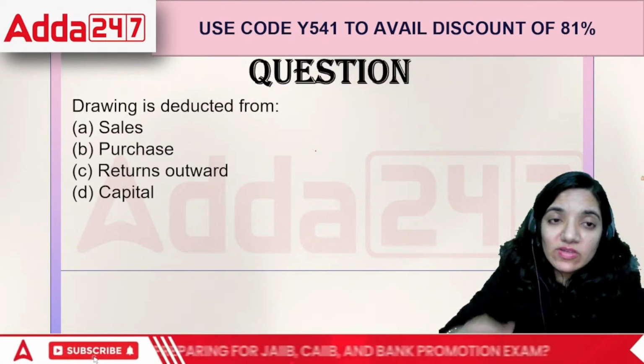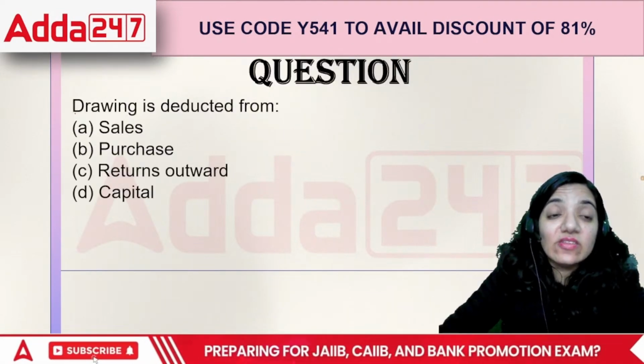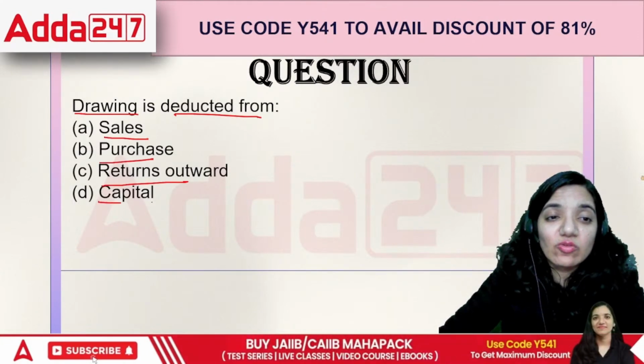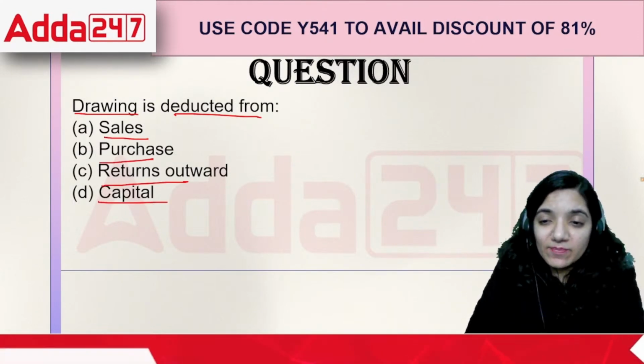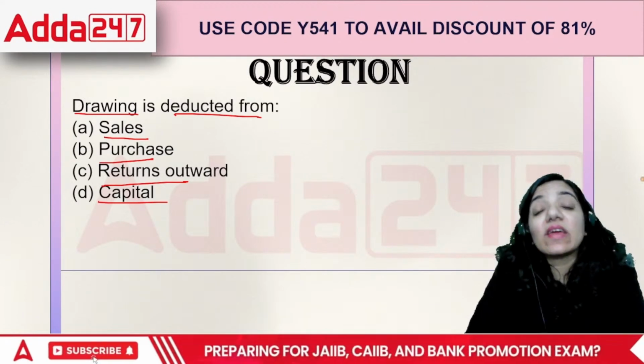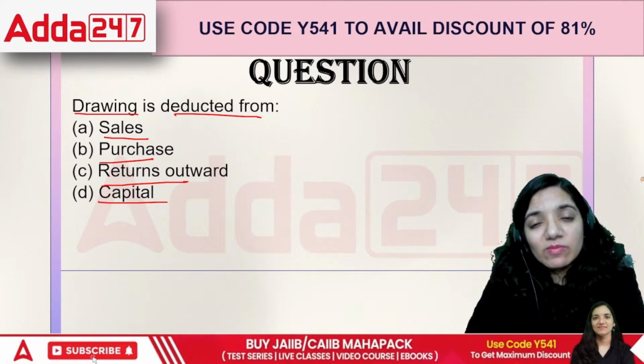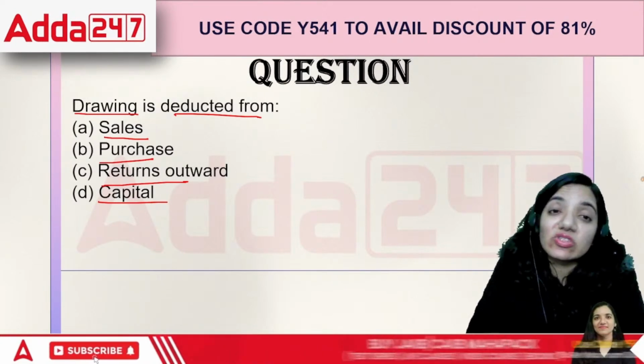Now let's move on to the next question. It says the drawings is deducted from sales, purchases, return outwards, or capital. What is drawings exactly? Drawings refers to the amount that I have withdrawn from the business for my personal use, isn't it? If I withdraw money from the business organization for my personal use, it's called drawings.